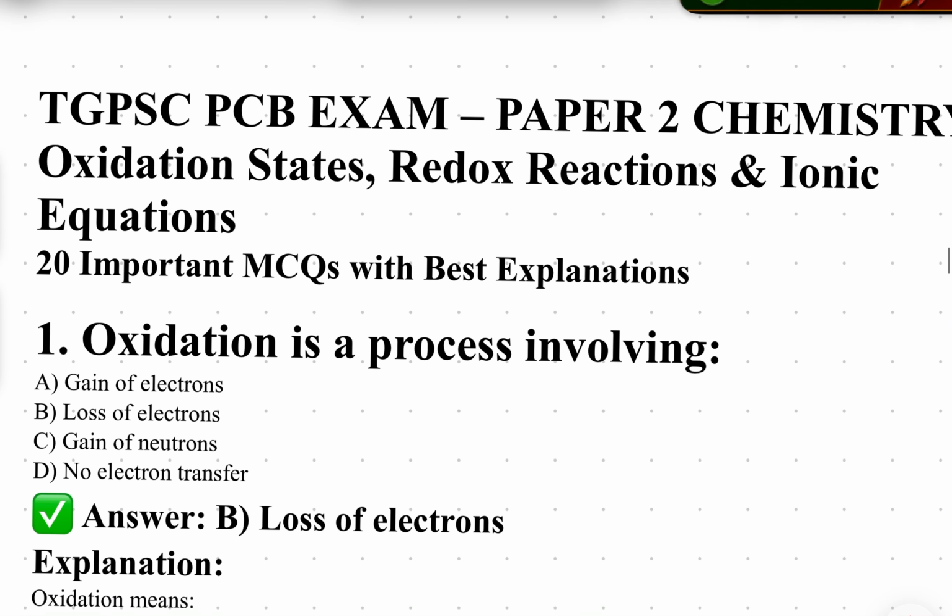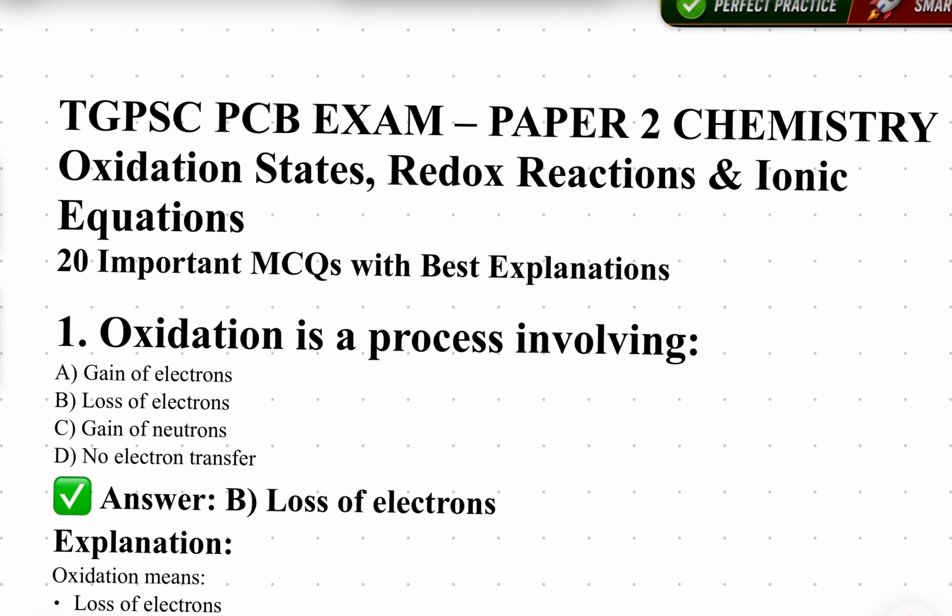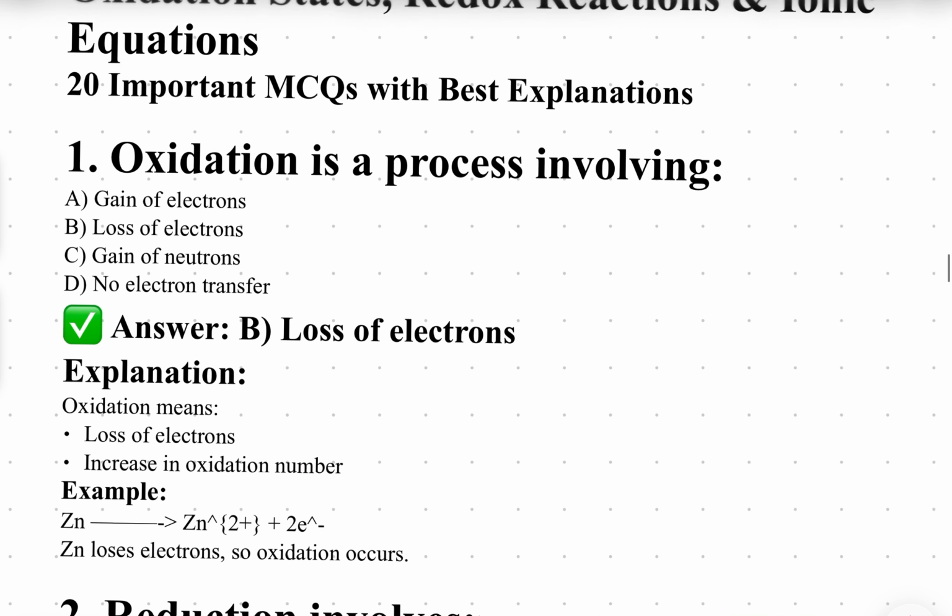What is the first question? See this. TGPSC PCB Exam Paper 2 Chemistry, Oxidation States, Redox Reactions, Ionic Equation. This title is given by TGPSC. Based on this, I framed 20 important multiple choice questions with best explanations. All of you see this.